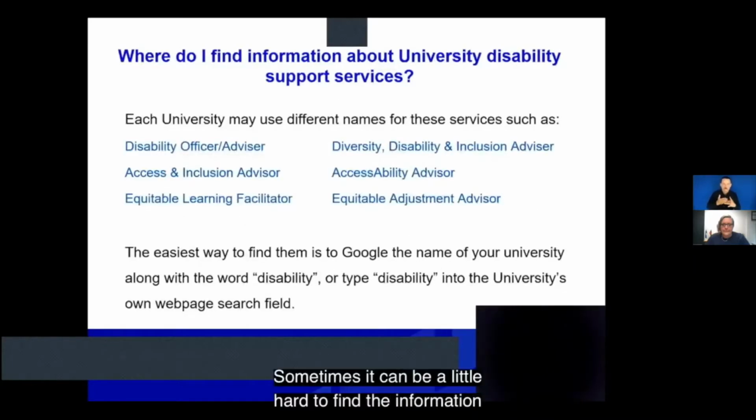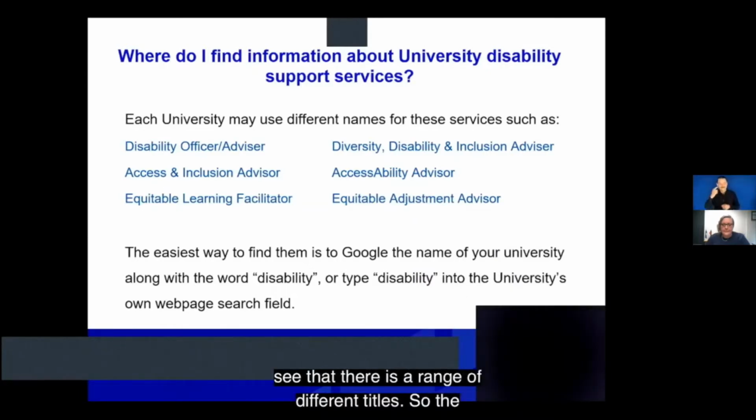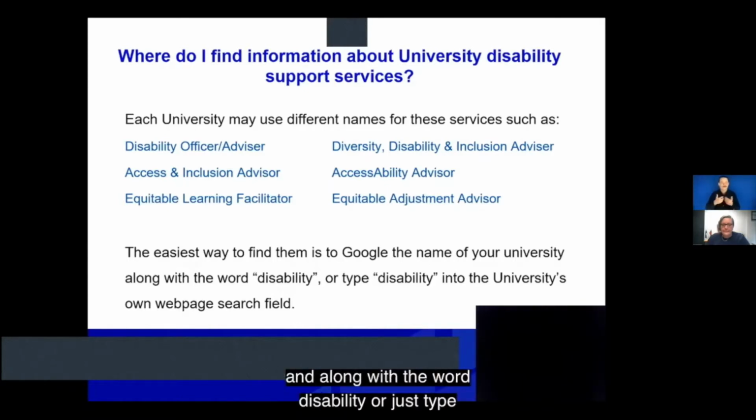Now, sometimes it can be a little hard to find the information about what disability supports are provided at university, and that's because each university uses a different name for these, and I've listed a few on the slides there. So you can see that there is a range of different titles. So the easiest way I've found is to just Google the name of your university and along with the word disability, or just type disability into your university's webpage search, and that will direct you to the right department where the people are that you need to talk to.